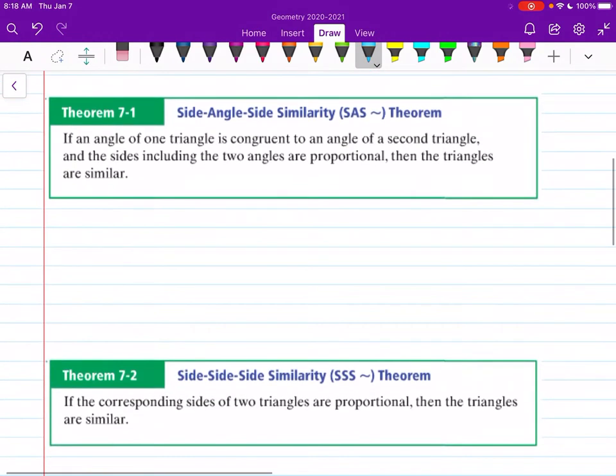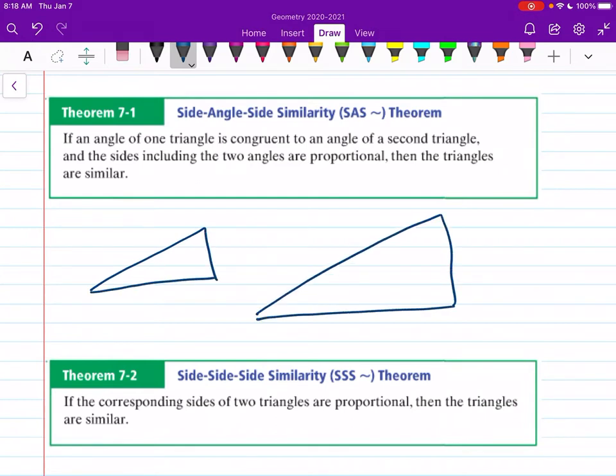You can do this in your composition notebook, or you can snip it and put it in your Google Doc if you would like. Okay, so if I have one triangle, and then I have another triangle, and it says if an angle, so let's pick an angle, is congruent, and the sides including the two angles are proportional. If one angle, one triangle, okay, the sides including the two angles, so that would be this side here, so we'll call this A, and this side B, so those two, and then this side here, and this side here, so C and D, are proportional.